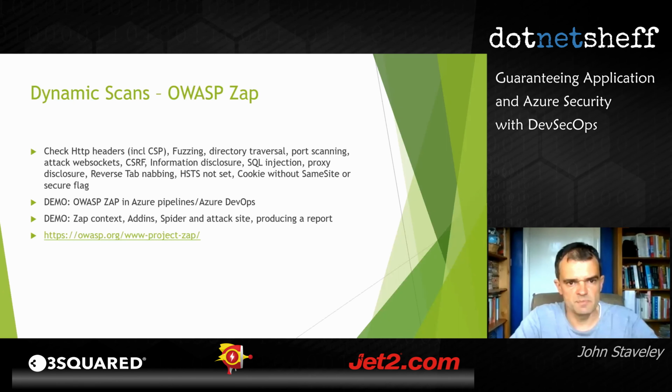So it can check HTTP headers, it can perform fuzzing and directory traversal attacks, port scanning, attack WebSockets, attempt cross-site request forgeries, see if it does information disclosure and report that back, try SQL injection, reverse tab nabbing. I have no idea what that is actually. Make sure you've got HSTS set. So there's some header stuff, but there's some more complicated stuff like directory traversal, SQL injection, which requires actually interacting with the website. So yes, you shouldn't do this against a website you don't own. This can alter the website because it will attempt to push data into the website. So don't do this against your production site.